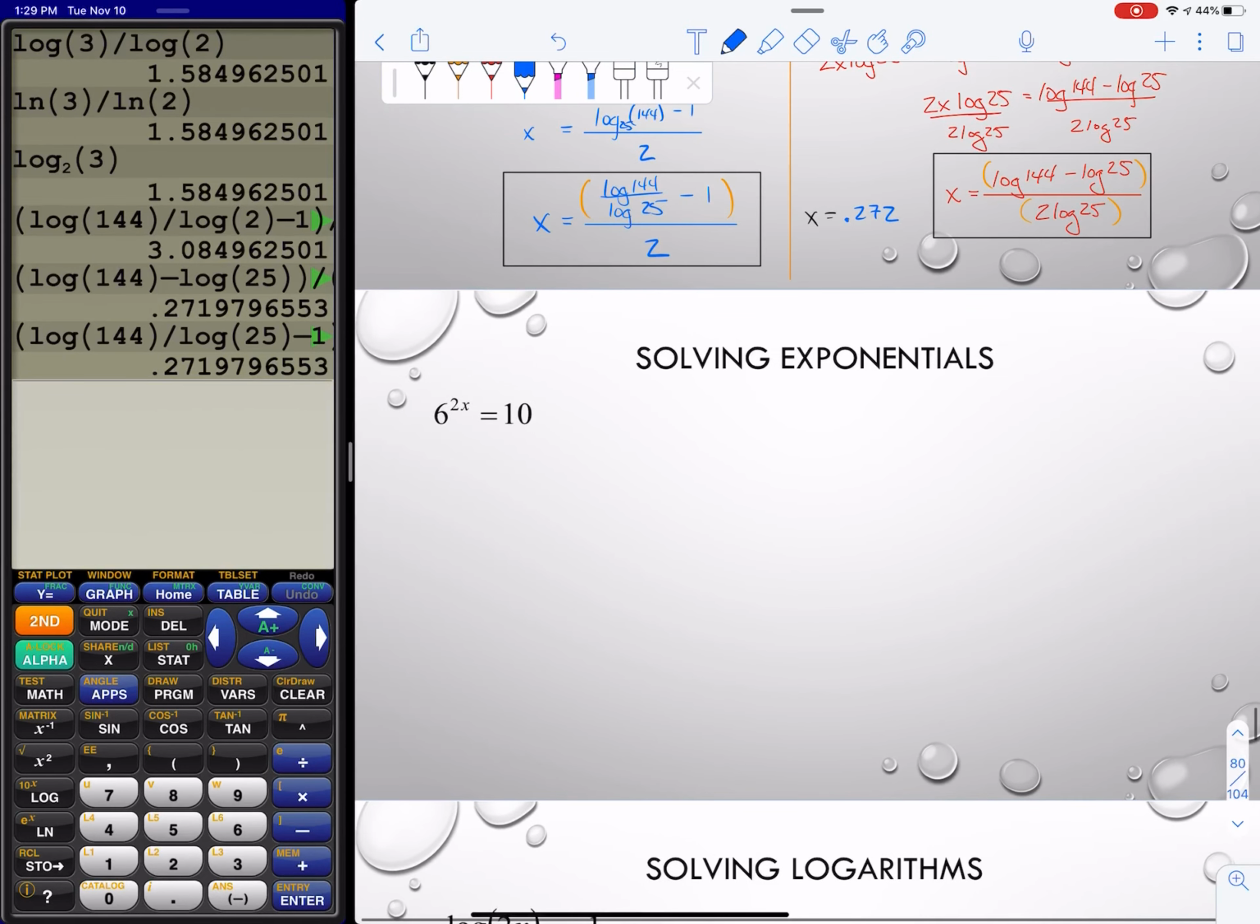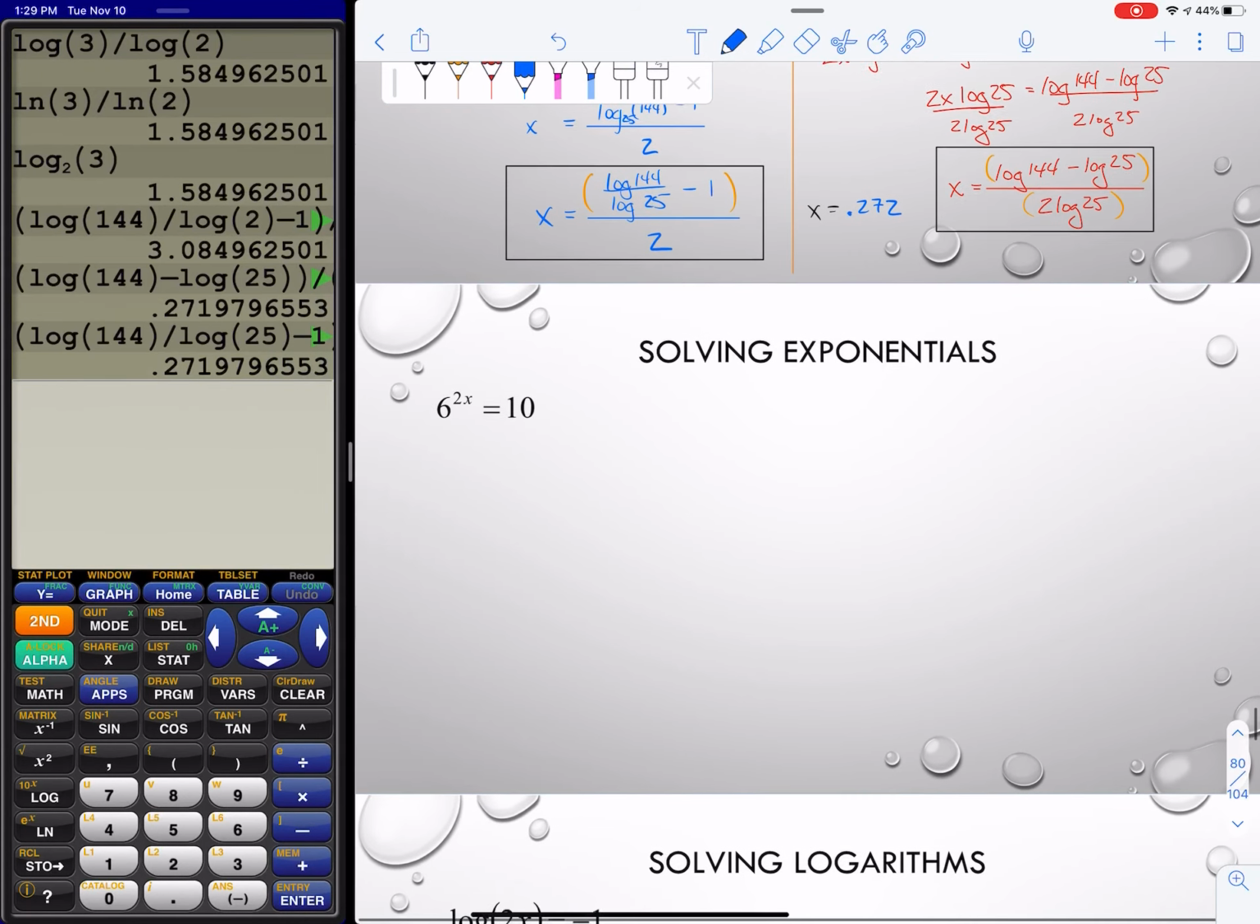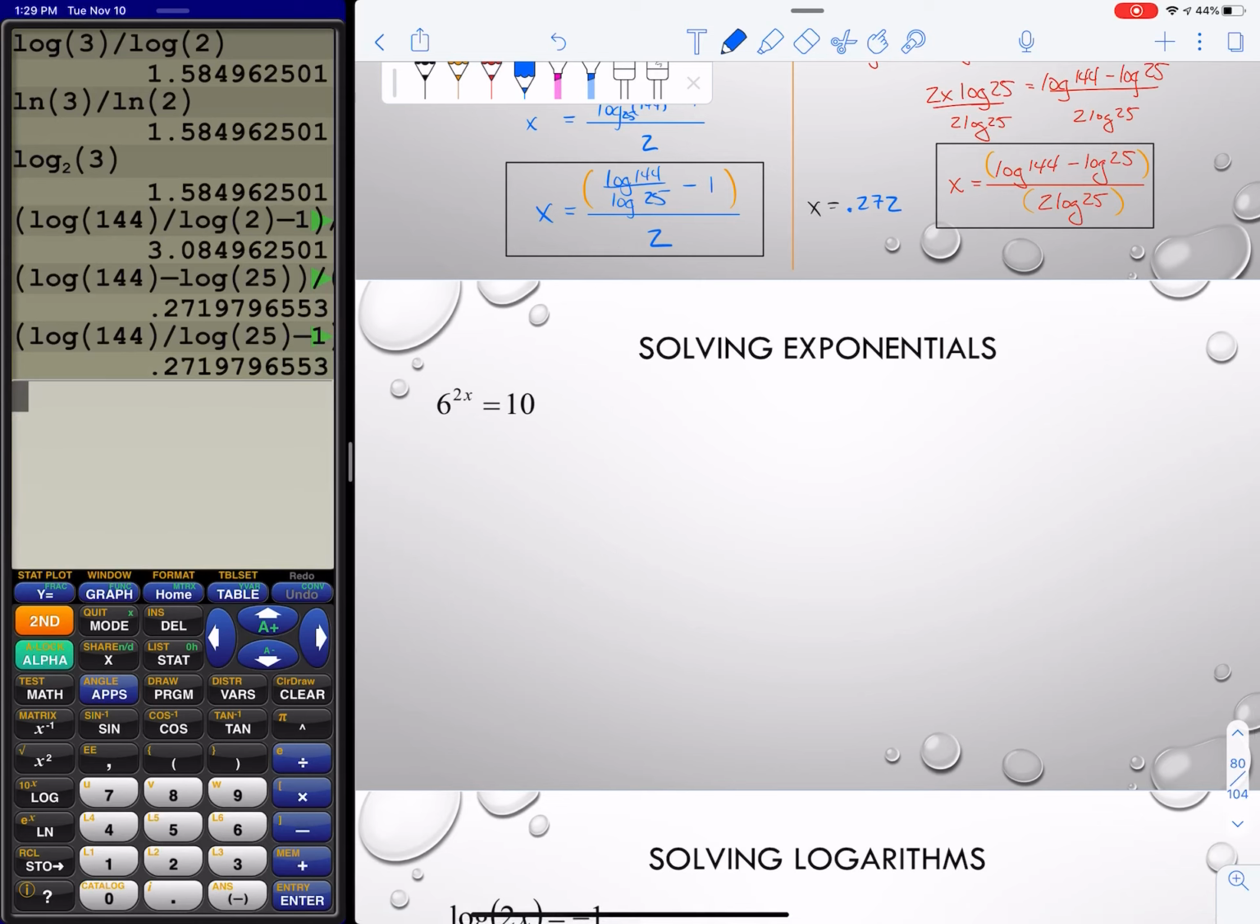All right, so here I have 6 to the 2x equals 10. All right, at this point, it's about as broad as it is long. My recommendation would be to go with the log or natural log when you're solving these. So in this case, I'm going to take the log on both sides. All right, so here we're going to have log of 6 to the 2x equals the log of 10. Again, now I'm going to use that power rule. I'm going to bring this 2x down in front. So we're going to have 2x log of 6 equals the log of 10.